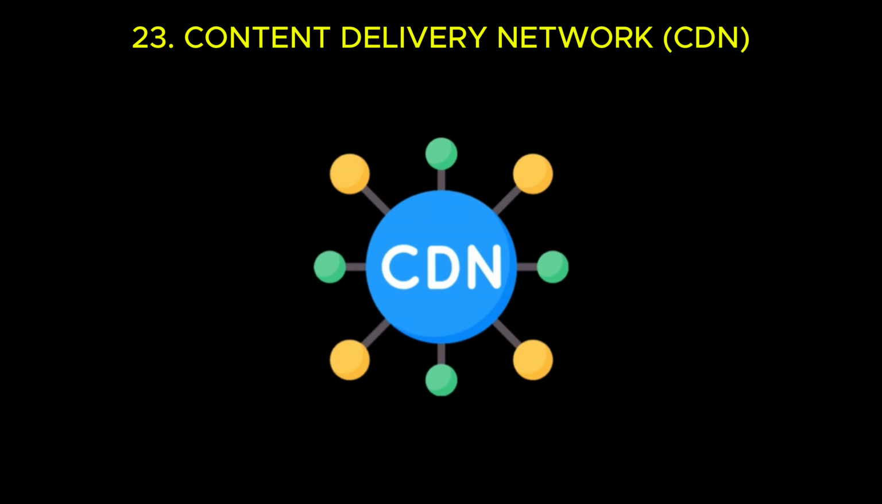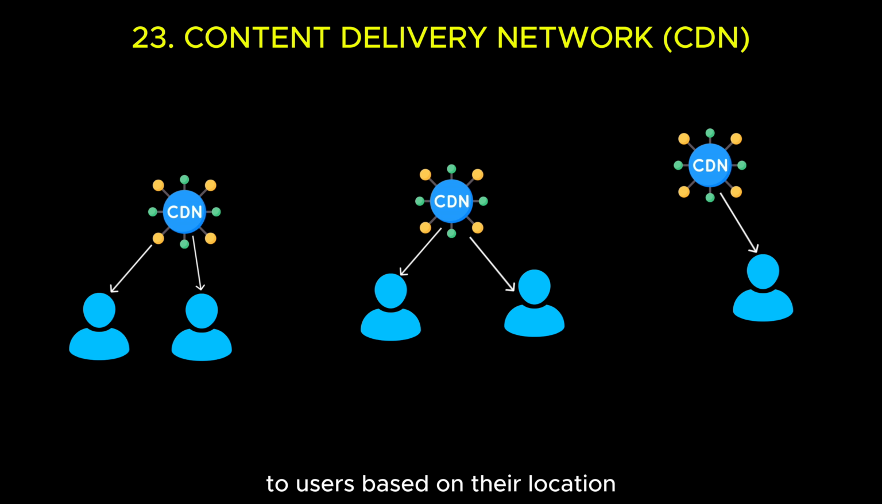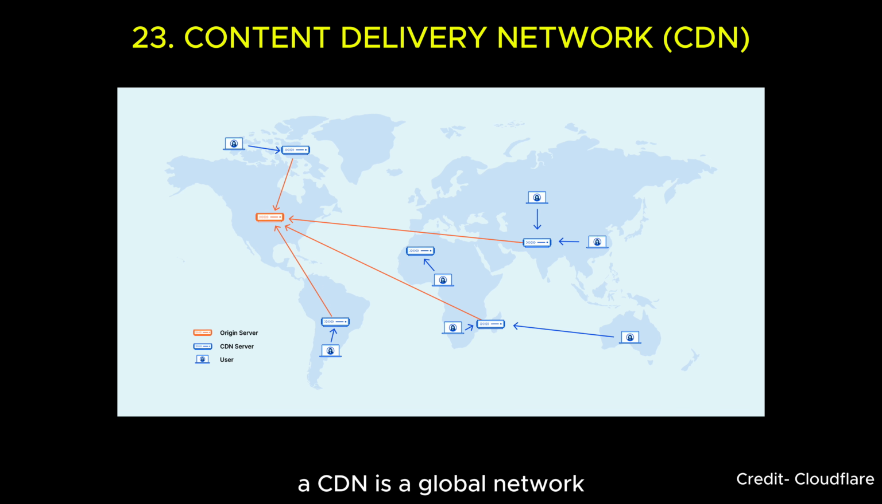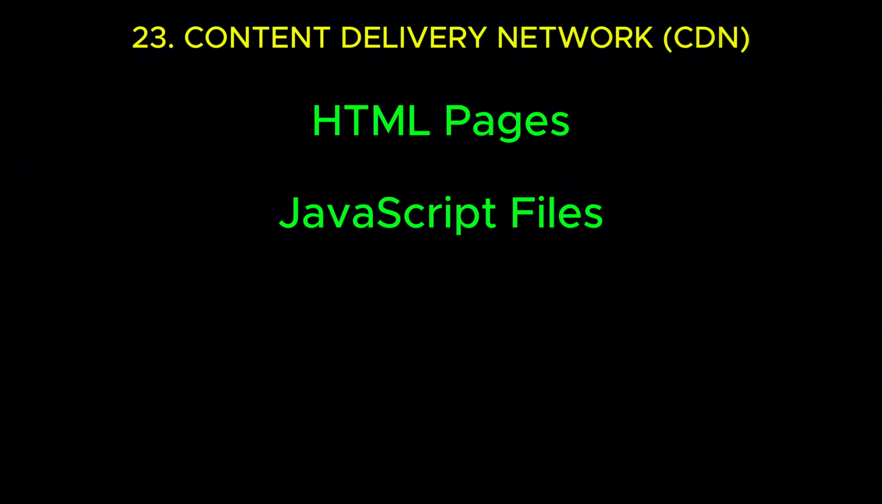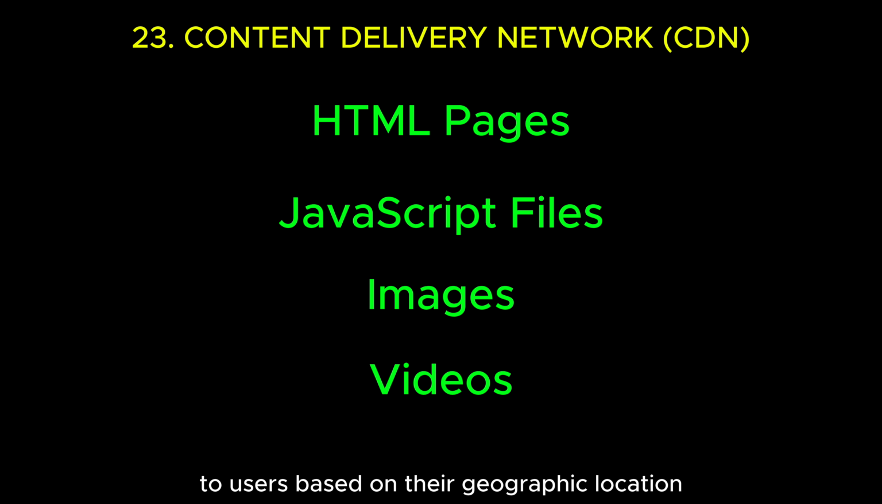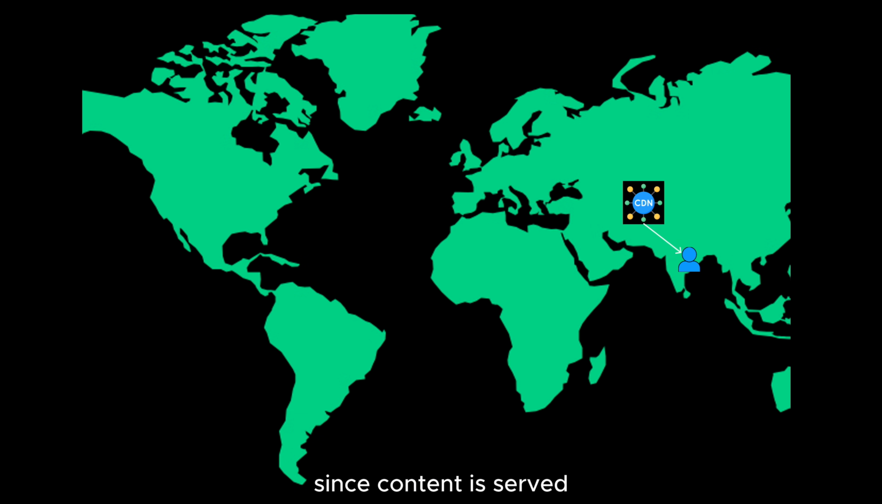A content delivery network, or CDN, solves this problem by delivering content faster to users based on their location. A CDN is a global network of distributed servers that work together to deliver web content like HTML pages, JavaScript files, images, and videos to users based on their geographic location. Since content is served from the closest CDN server, users experience faster load times with minimal buffering.